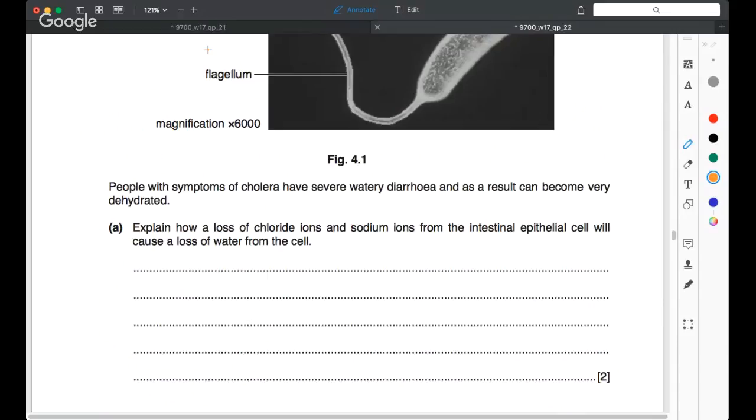So movement of ions sets up a water potential gradient, which allows water to move by osmosis from a high concentration to a low concentration.